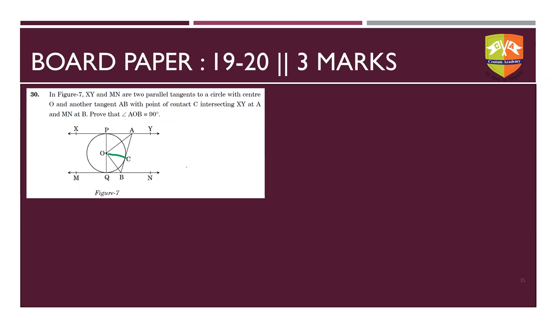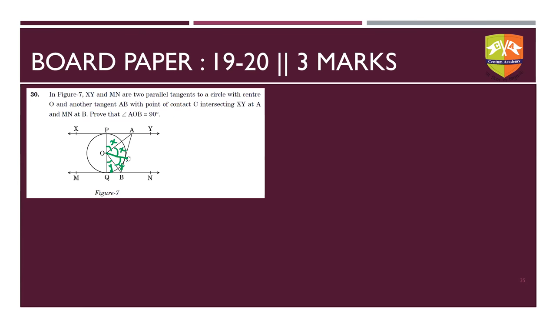So you have to join OC. When you join OC, this angle is equal to this angle, and this angle is equal to this angle. Yes or no? So hence 2x plus 2y is 180 degrees. So x plus y is 90 degrees. Right? Once again.